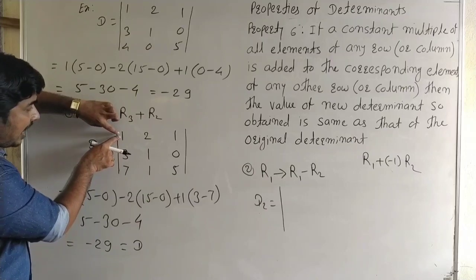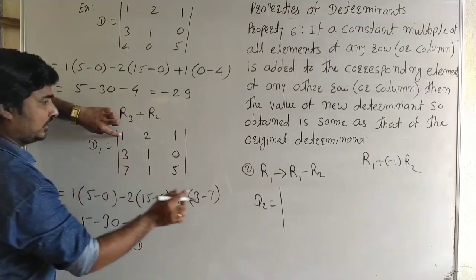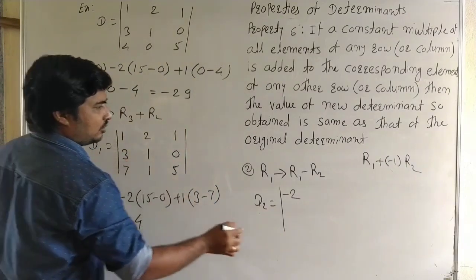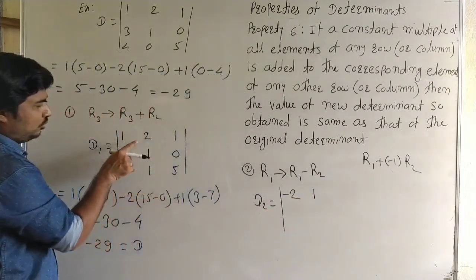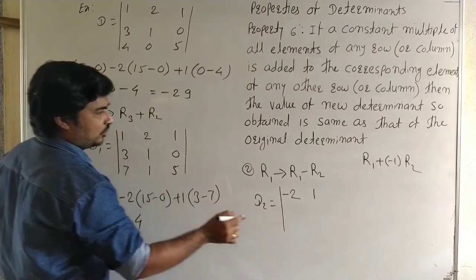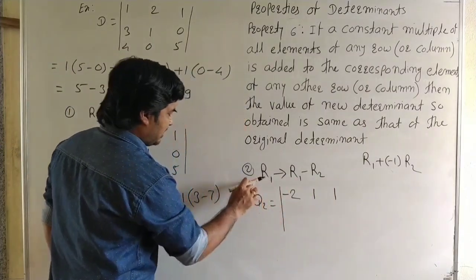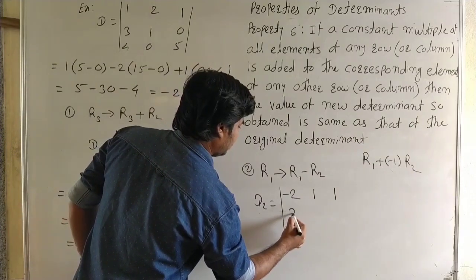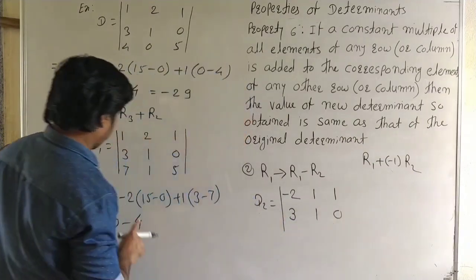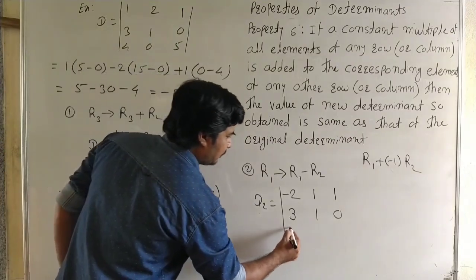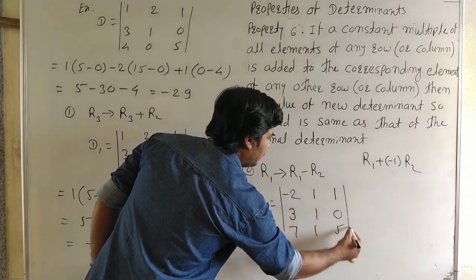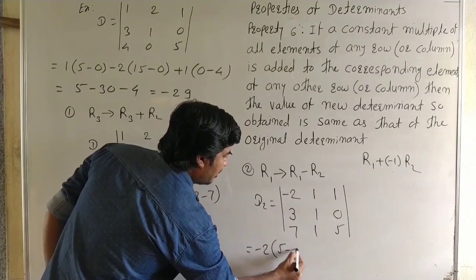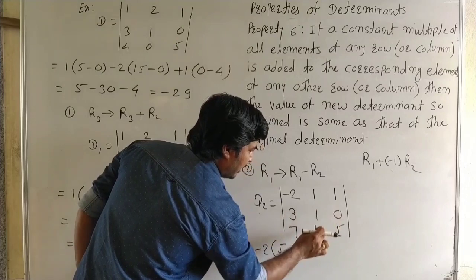Now r1 minus r2, here we get minus 2. r1 minus r2, here we get 1, that is 2 minus 1, and here 1 minus 0, again it is 1. We changed r1, and r2 and r3 are as it is, that is 3 1 0, 7 1 5, 7 1 5, and now we can calculate this. It is minus 2 into 5 minus 0.